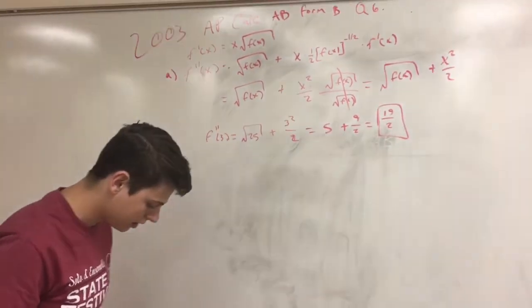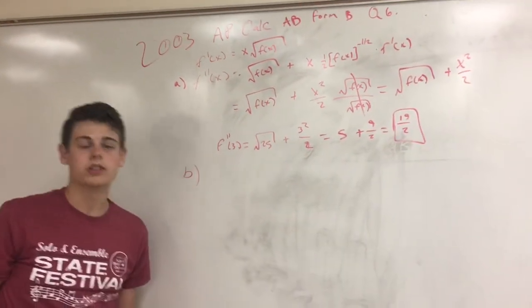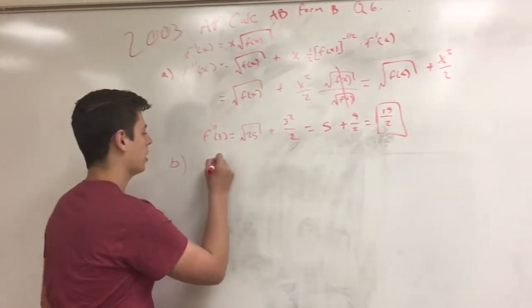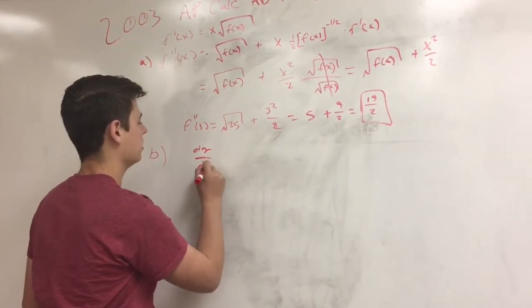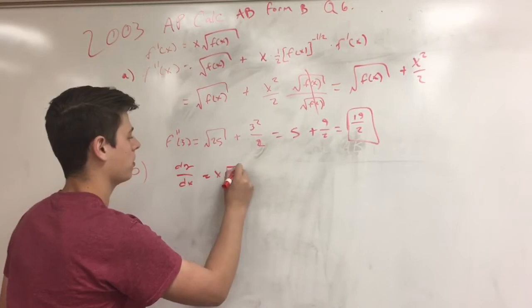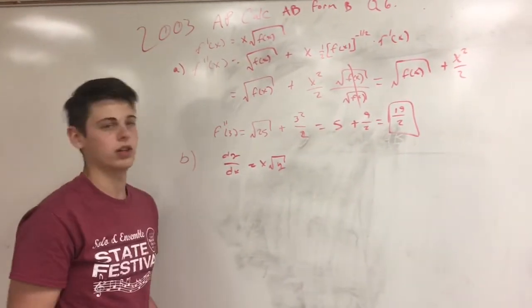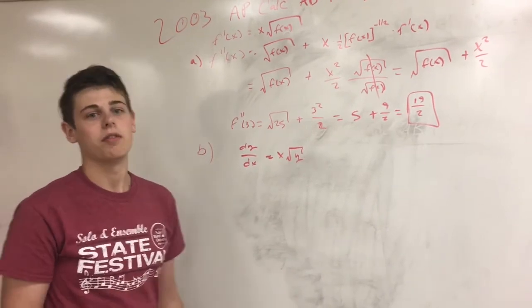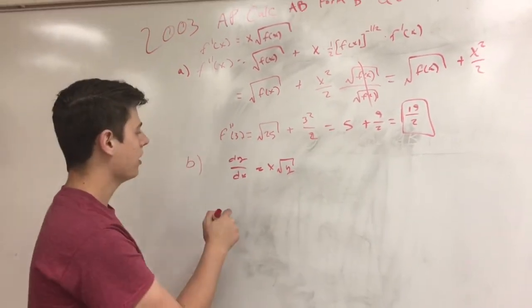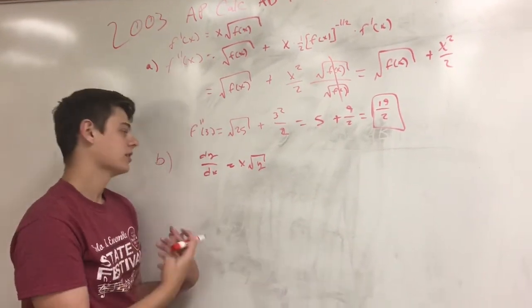Part B now asks us to solve the differential equation dy dx is equal to x times the square root of y. And it asks us to solve this for y and plug in the initial condition, which we used earlier, that f of 3 equals 25. So first thing that we have to do is we have to get our y's on the same side and our x's on the same side.